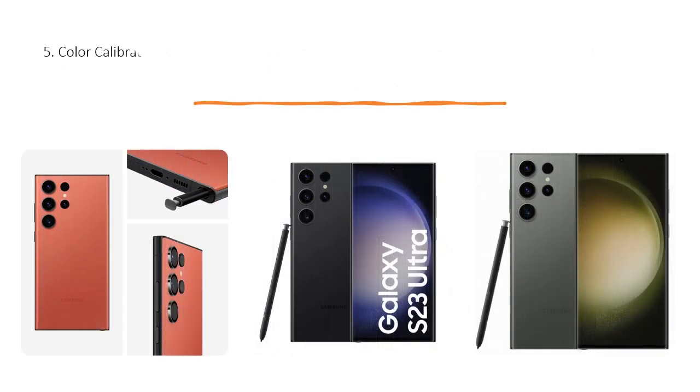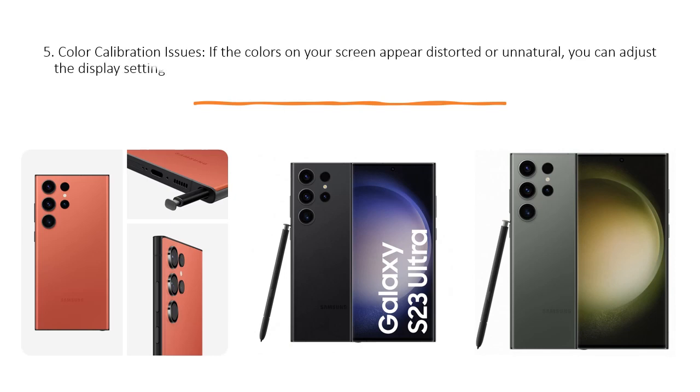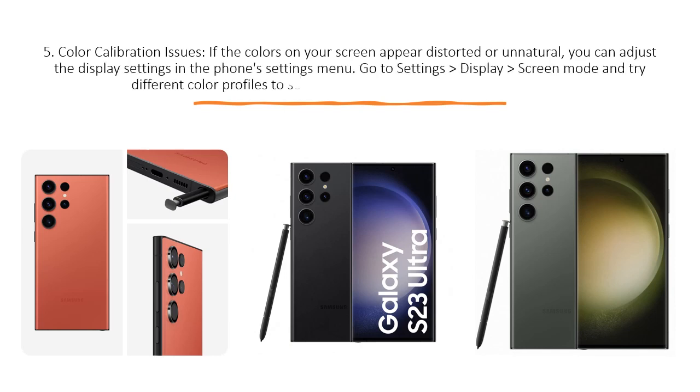5. Color calibration issues. If the colors on your screen appear distorted or unnatural, you can adjust the display settings in the phone's settings menu. Go to Settings, Display, Screen Mode and try different color profiles to see if any of them improve the display quality.